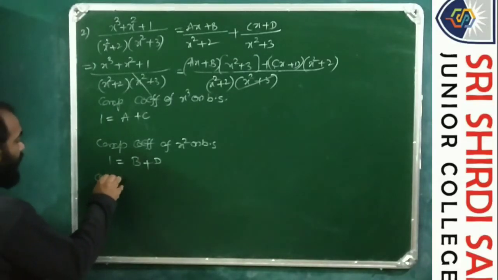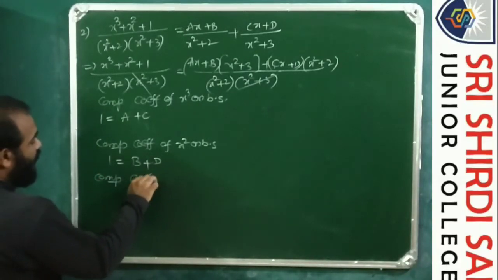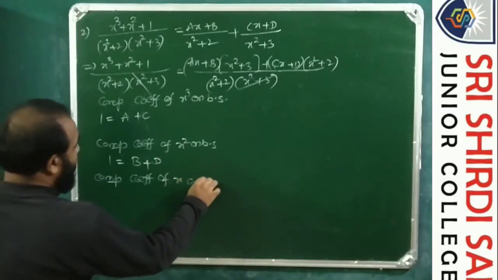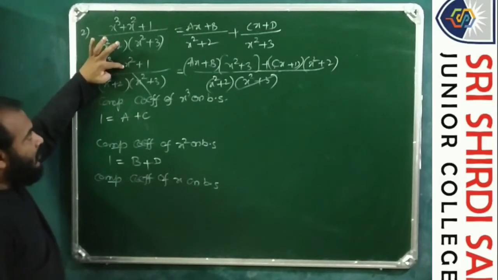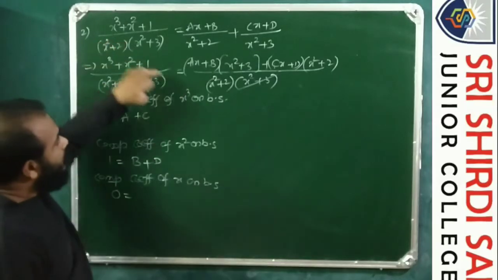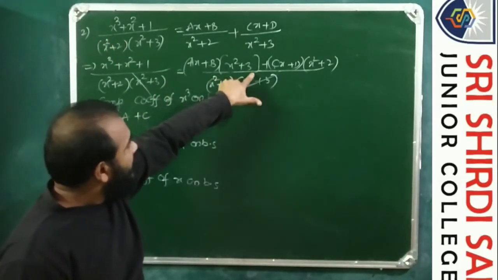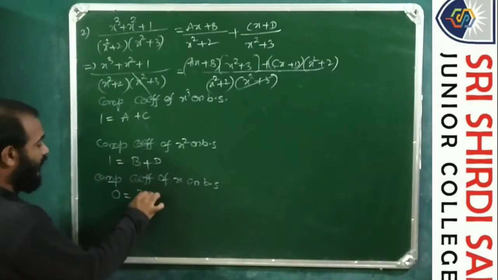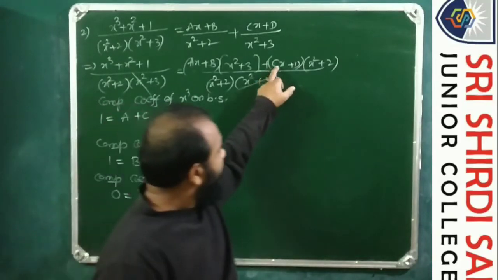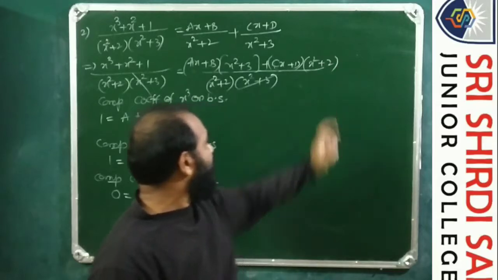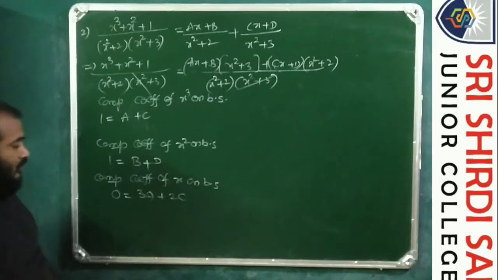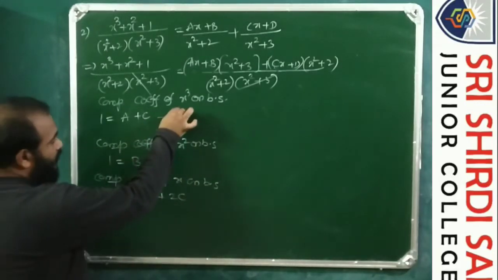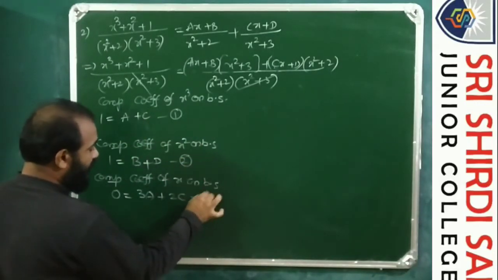Now comparing the coefficient of x on both sides. So we don't have the x term here, therefore its coefficient is 0. Here ax into 3, 3ax, so the x coefficient is 3a, plus cx into 2, 2cx, so the x coefficient is 2c. So this is 1, 2, 3.